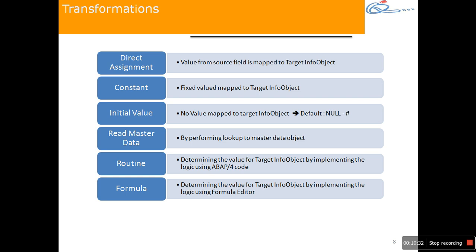Let's say you're loading a record. In the source, I've got order number, customer number, amount. In the cube also, I've got order number, customer number, amount. I've done mapping of order number to order number, amount to amount, but I've not done mapping to customer. When you don't do any mapping to customer, it means it is initial value.